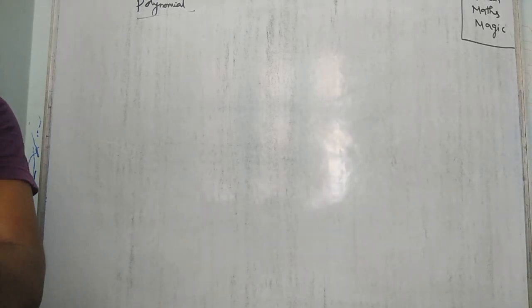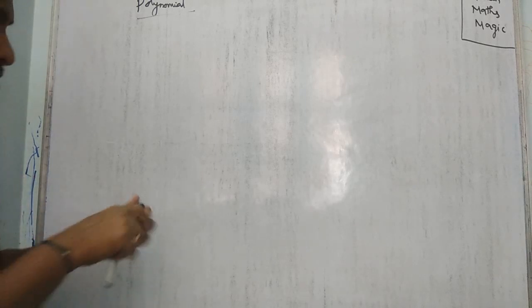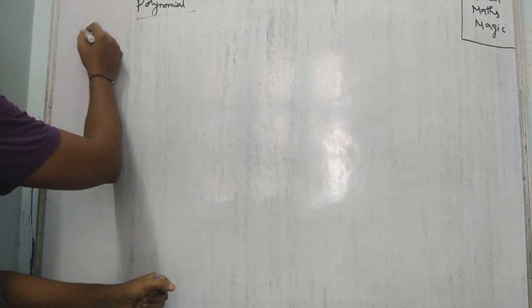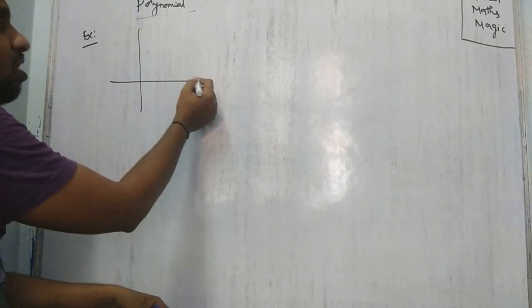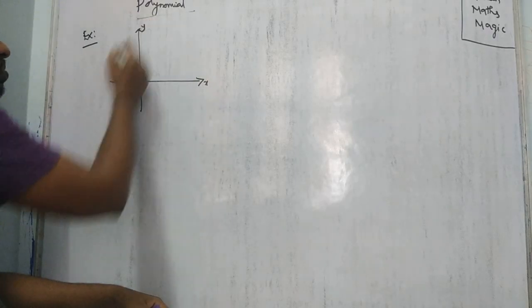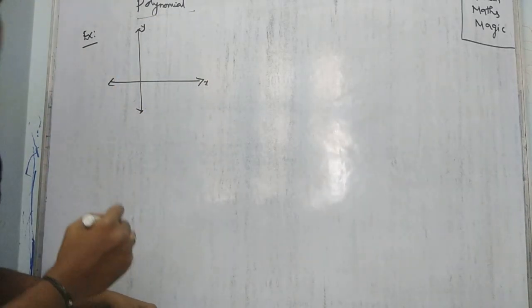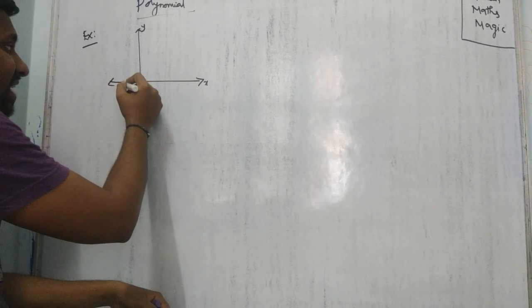I'll start with the example sum, then move on to the exercise sums. Example number 1: look at the graph and find out how many zeros, how many factors. There is the x-axis and y-axis. You have to copy the questions in your classwork. You have to check the graph. This is a curve.